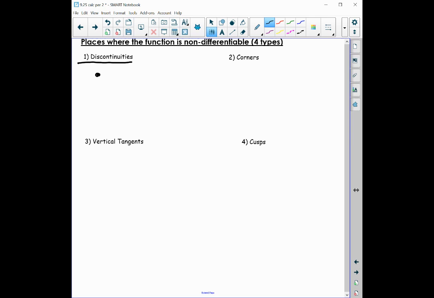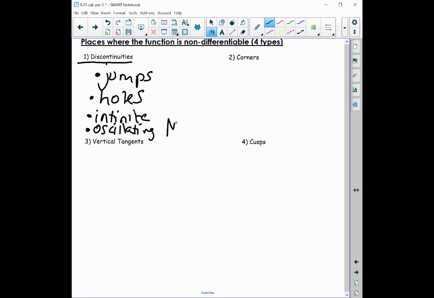So the types of discontinuities we can have are jumps. We could have holes, which are the removable kind. We could have what we call infinite discontinuities, which are your asymptotes. And the fourth type, because I can count 1, 2, 3, 4, was those oscillating discontinuities. Those are the ones that oscillate too fast, and we don't know what's happening. Okay, so those oscillating discontinuities.